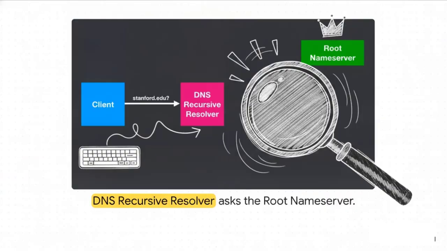Okay, so here's the deal. Computers, they really don't understand names like stanford.edu. They only speak in numbers, specifically IP addresses. So literally, the millisecond you hit enter, your computer reaches out to a middleman called the DNS recursive resolver to look up stanford.edu. But the resolver doesn't know the answer either, so it has to query the absolute top of the internet's hierarchy, the root name server.